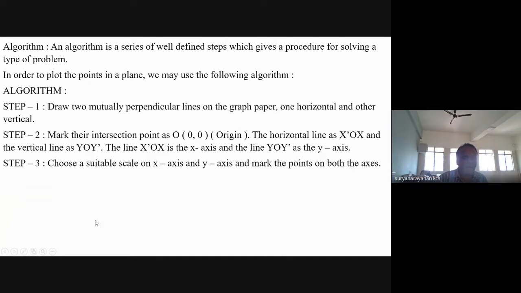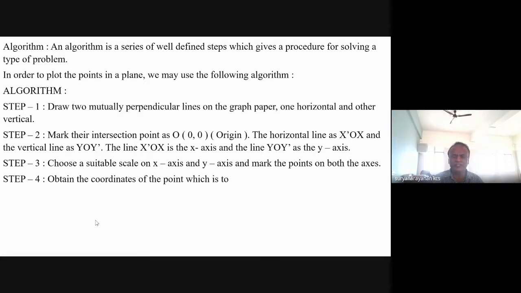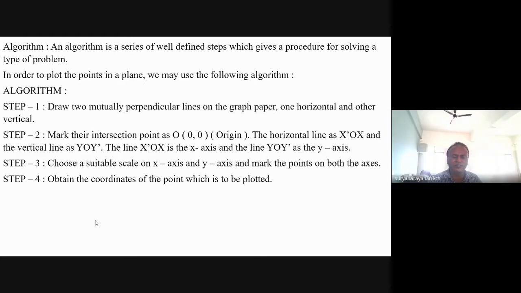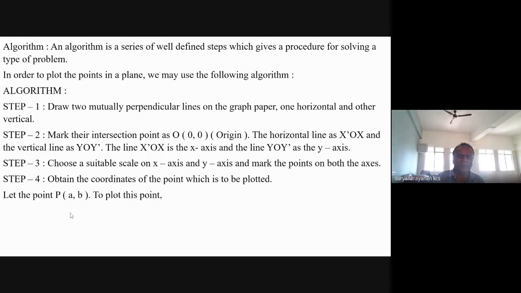Now come to step 4. Obtain the coordinates of the point which is to be plotted. Now we have to go to the question. Which point is given? What are the coordinates of the given point? We have to observe. Now come to the point here. Let the point be the ordered pair (a, b).